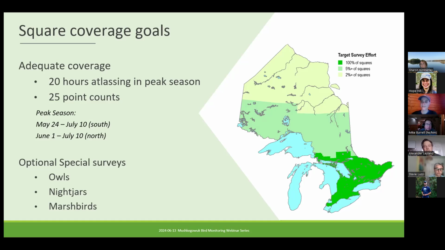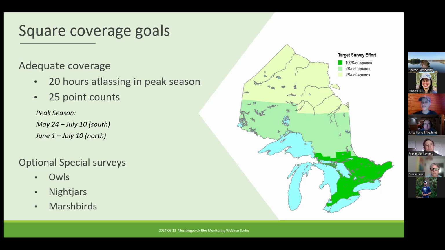So it's only 4 hours per year, but it adds up to the 20 hours, and that we use that. That way we have enough coverage to know, well, we probably missed a couple species, but we probably have a pretty good representation of what's there. The other facet of getting adequate coverage is the 25 completed point counts.